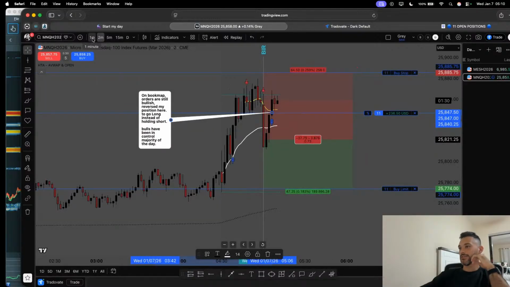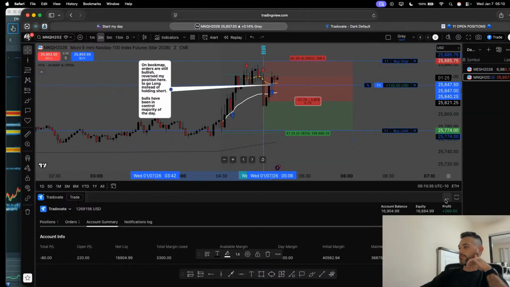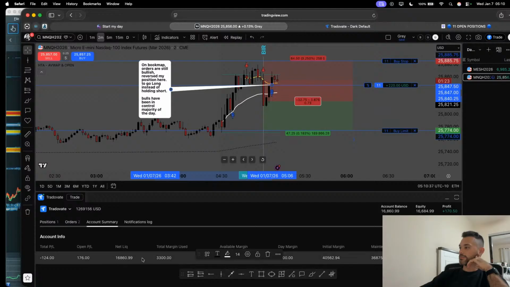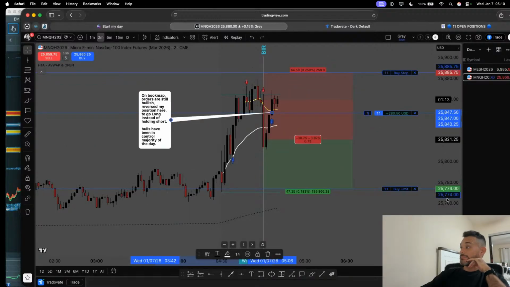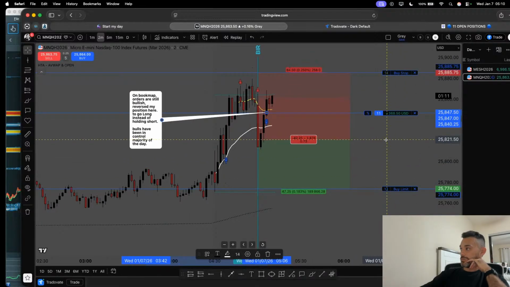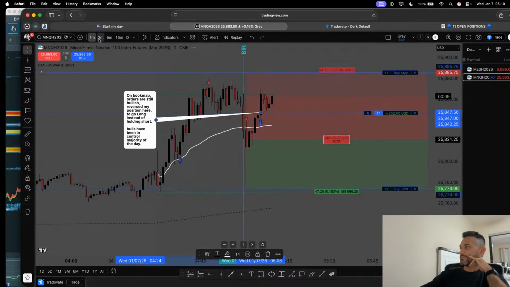I'd like to see this 2-minute close outside of the range, and then I'll probably add 5 more. At break even right now, minus 100. Went from plus 700 to minus $100. So that's why just taking the trade and walking away is good. This idea doesn't hurt.